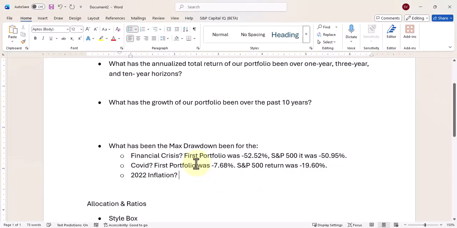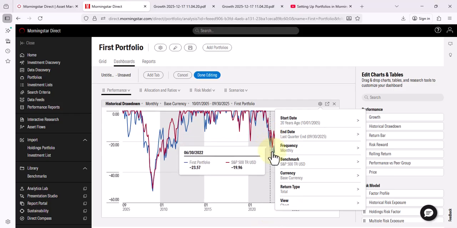So the first portfolio was 29.93%, and the S&P 500 was, again, 23.87%.